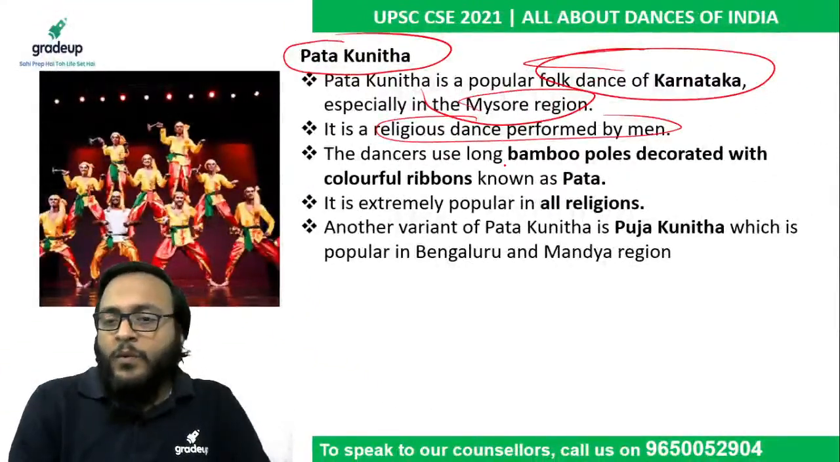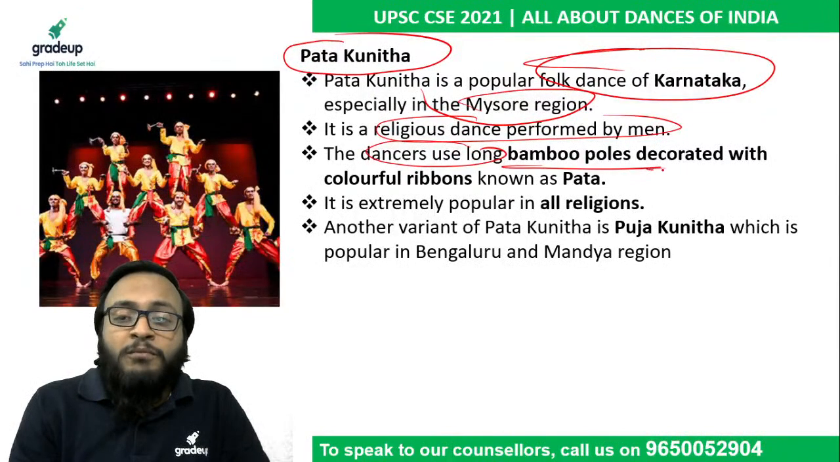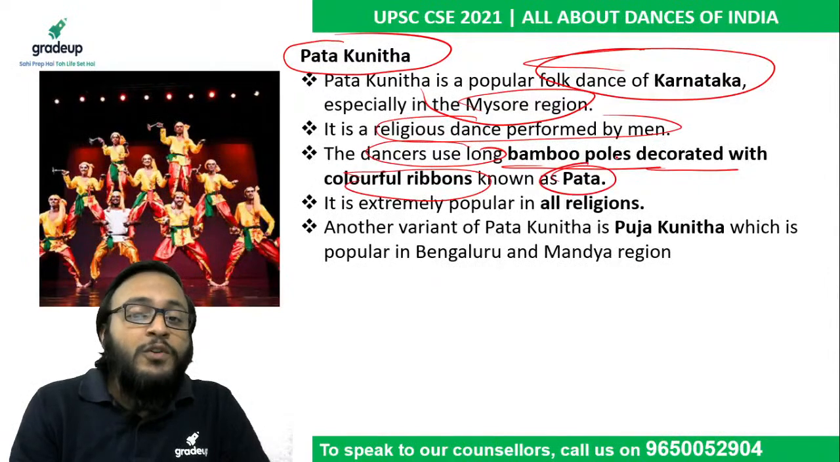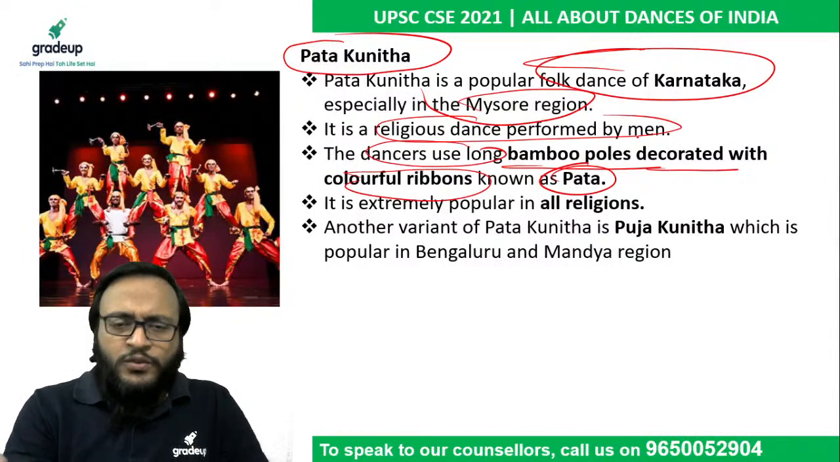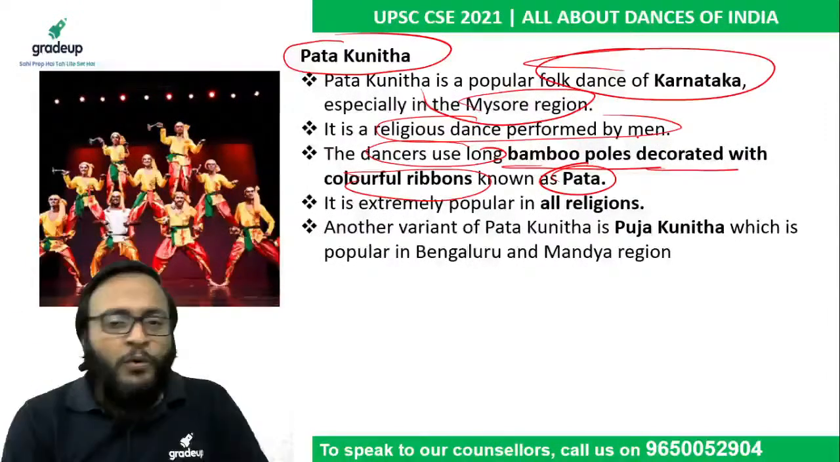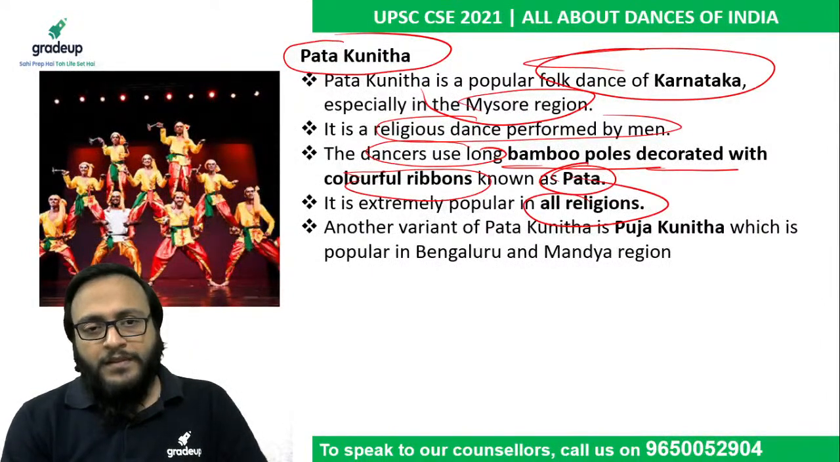And why is that popular? Because dancers also use long bamboo poles decorated with colorful ribbons as a pata. Pata means what? You can consider it as a type of prop in the form of a pole or a bamboo, something like that. And it is very popular in all the regions of Karnataka, right?